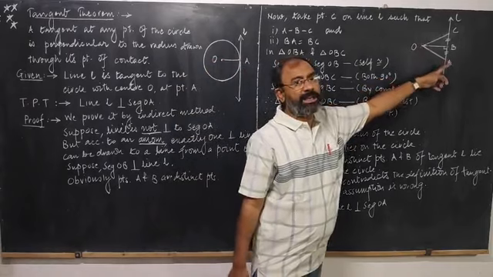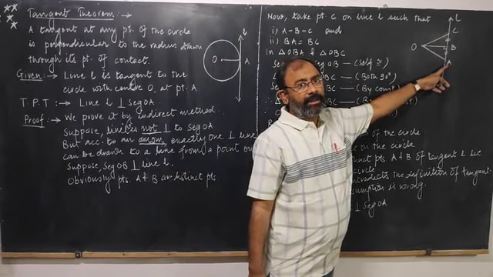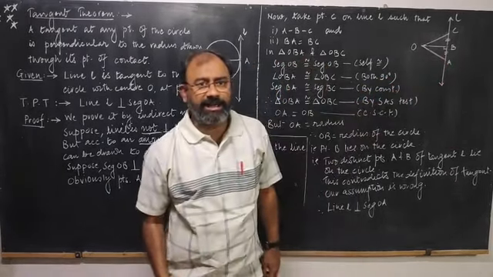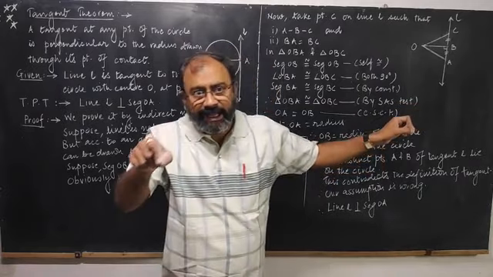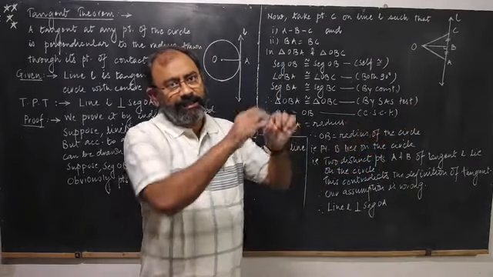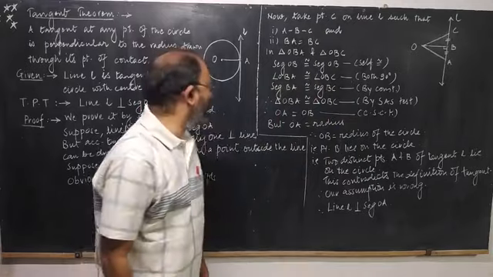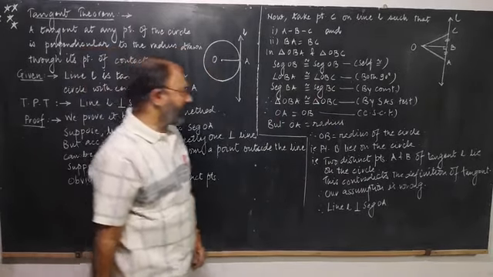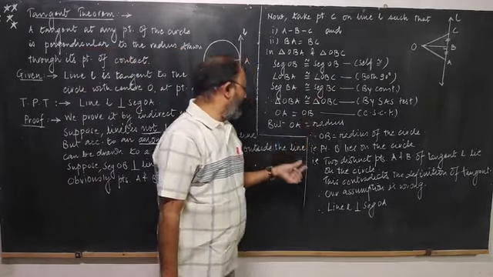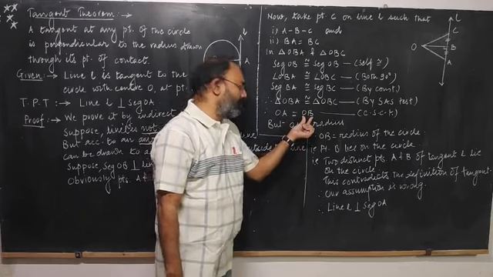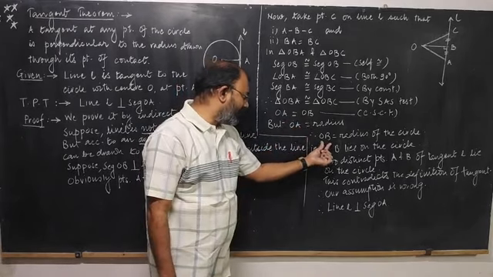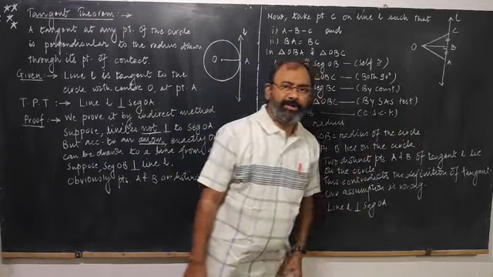But we are already given that distance OA is the radius of the circle. O is the center and A is the point on the circle. So obviously distance OA will be the radius of the circle. OA is equal to OB, but this is the radius of the circle. So this will also be the radius of the circle. That is what we have written. OB is the radius of the circle.